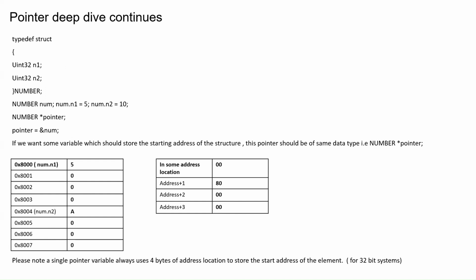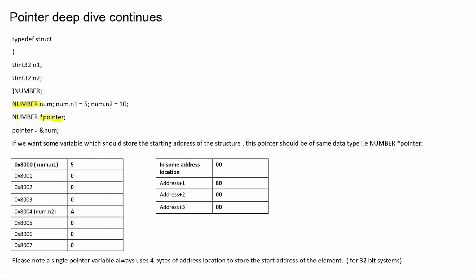So let's assume that you have a structure with two elements of 32 bits each, n1 and n2. The moment you typedef number num, what does it mean? This number is the user defined data type, and then this star p.